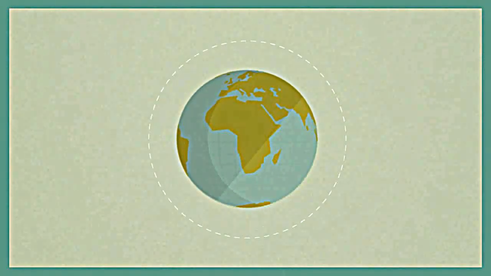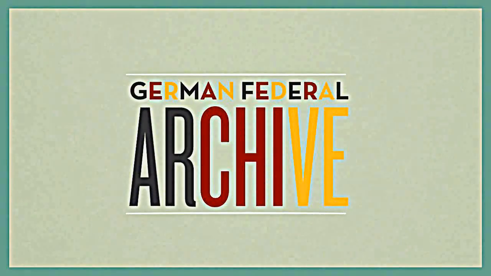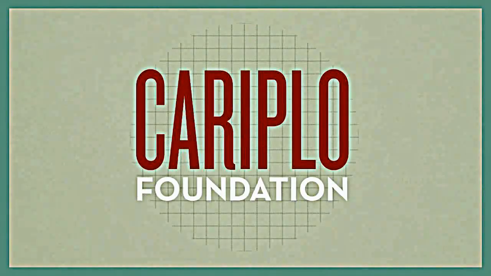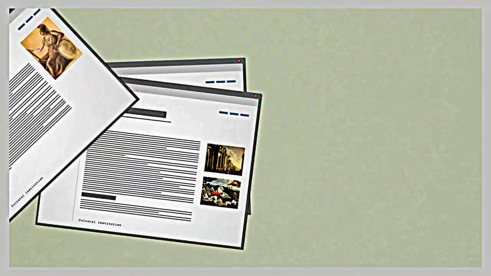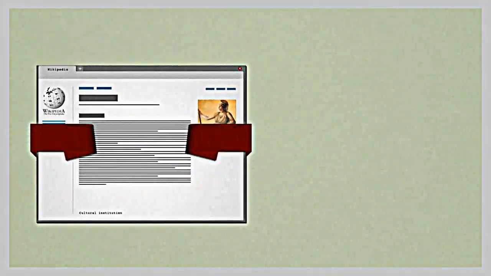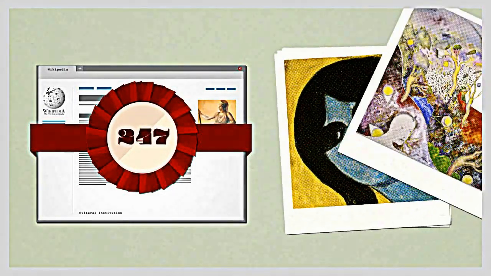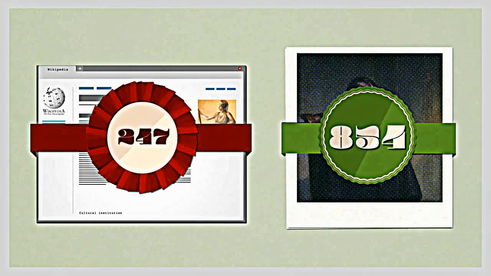Here are just two examples. The German Federal Archive released low-resolution images on Wikimedia Commons. This tripled the number of high-resolution images sold by the archives. Italy's Cariplo Foundation has created and uploaded to Wikipedia 247 Italian and English articles, as well as 854 artists and their works of its art collection.